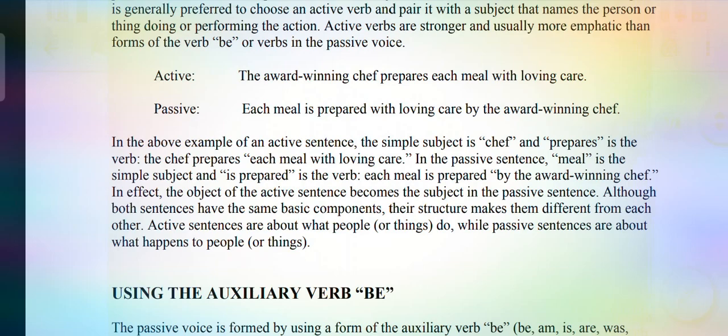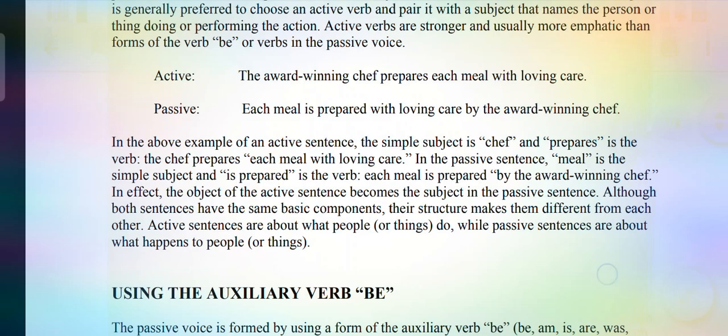Cricket is liked by Rahul. Okay, who likes cricket? Rahul. Okay, when we put up questions by adding who, we get the subject of this sentence. When we put up questions by using what, we get the object of the sentence.